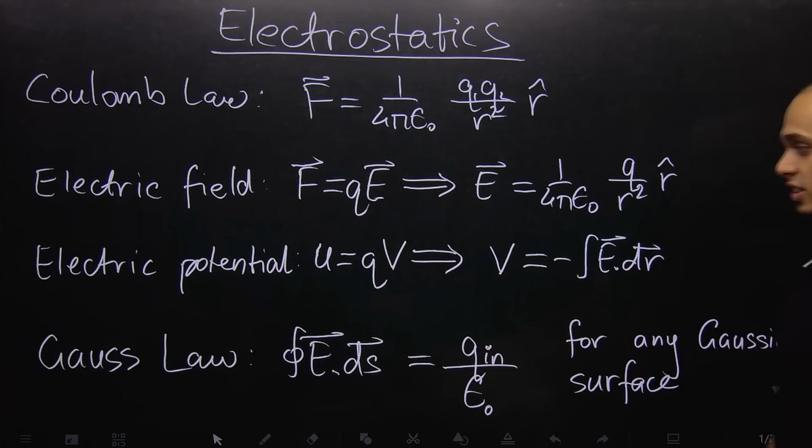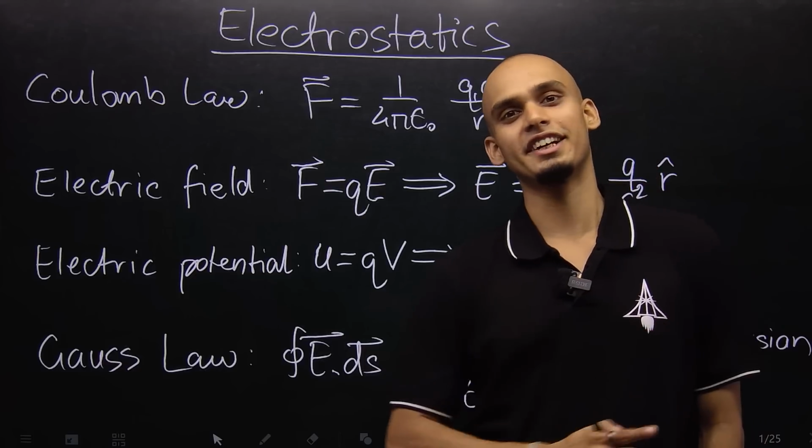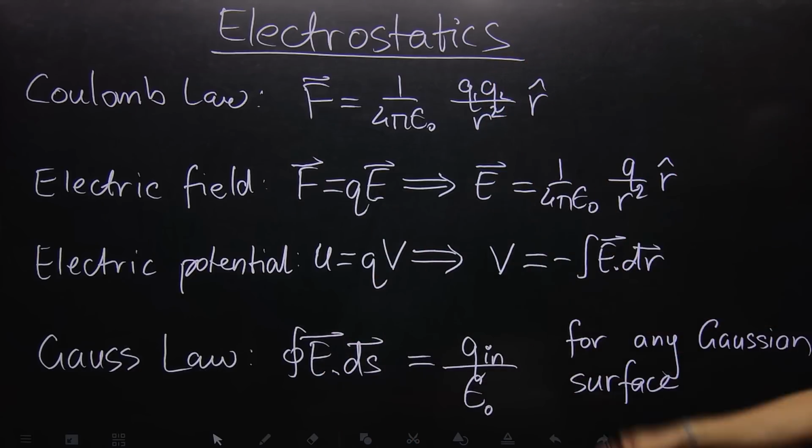And for symmetric systems, we can use Gauss law to calculate the electric field at any point on a Gaussian surface, which will be proportional to the total charge contained inside the Gaussian surface. Every single thing from this chapter can simply be derived from just these four concepts. So again, remember these four things, and with enough practice, every single question can be solved just using these.